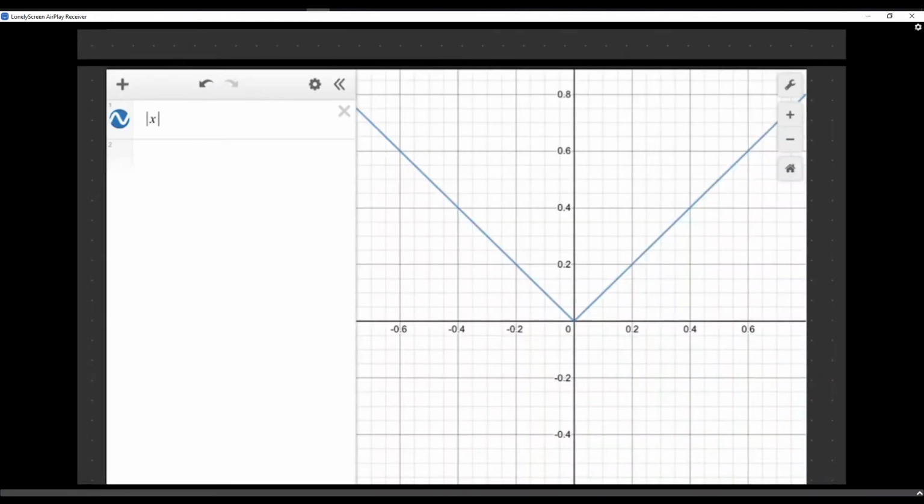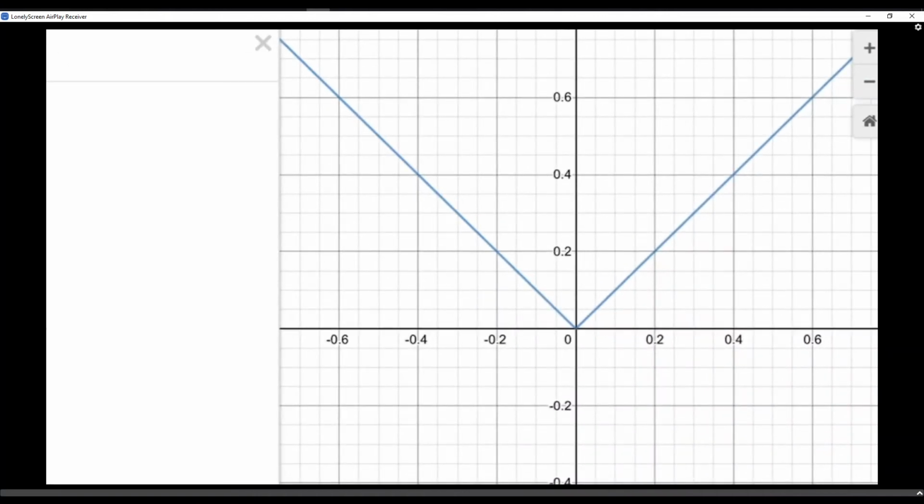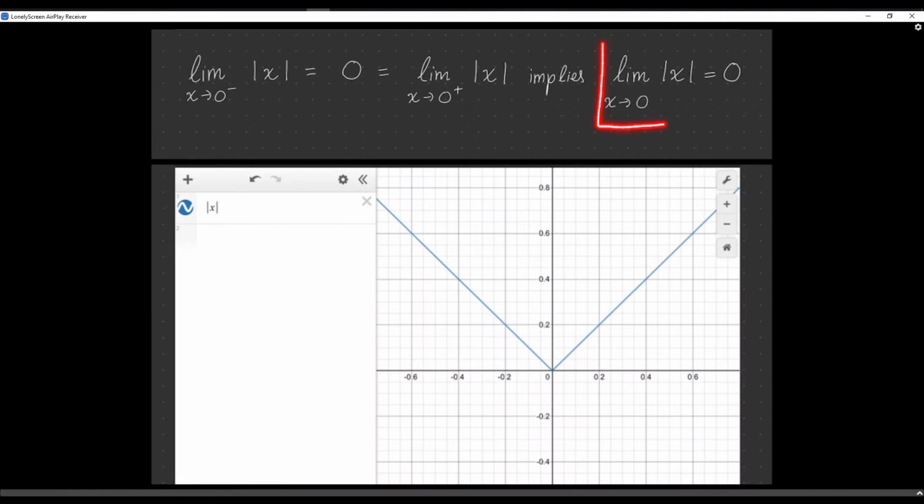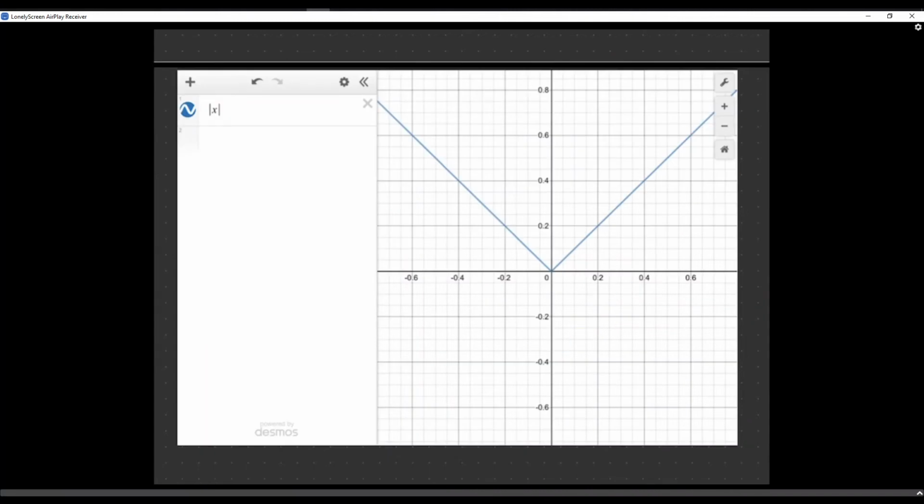So here we have the graph of the absolute value function of x. And we see that when x approaching 0 from the left hand side, the function is going towards 0. And also, as x approaching 0 from the right hand side, the function is also sneaking up to 0. So it confirmed that the limit exists and is equal to 0. And we are now ready to answer the original question.